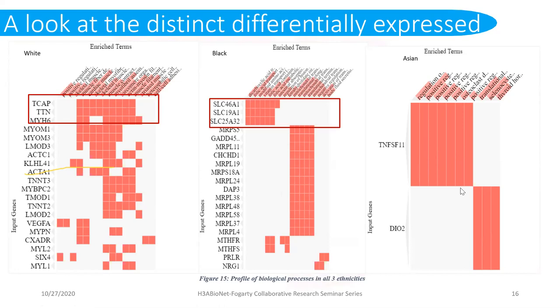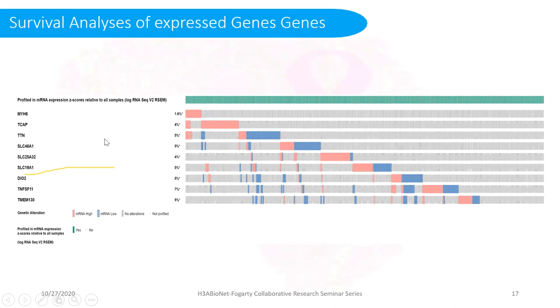So in a next step, we assess the survival rate of the top three genes enriched for each group. And then so for the white group, we selected the TCAP, TTN, MYH6. And then for the Black group, the SLC46A, SLC19A, SLC25A, and then all the genes for the Asian group. So this diagram we have here shows an oncoprint of mRNA profiled expressions. And then we have these six genes here. So the rows represent the genes, and then the bars represent the individual samples within the TCGA database.